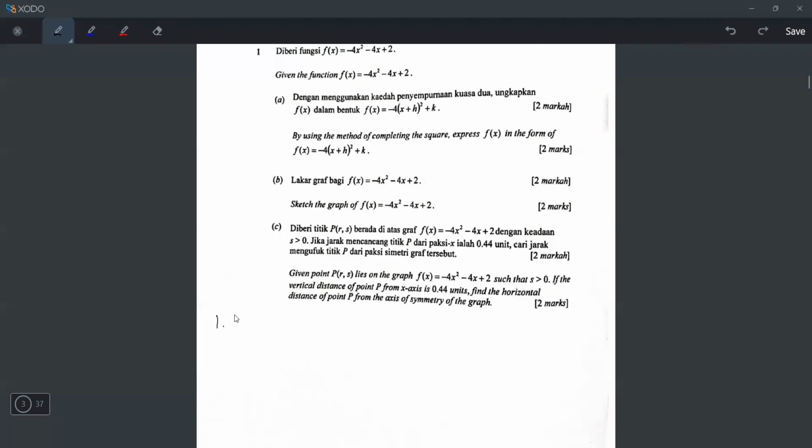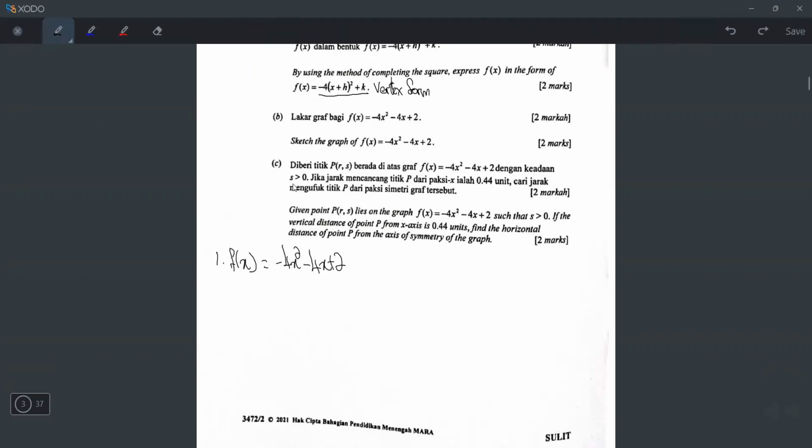All right, number 1. Given the function f(x) equals negative 4x squared minus 4x plus 2, by using the method of completing the square, express it in this form. This is called the vertex form. If you want to change the equation from general form to vertex form, you need to do completing the square. But before that, always make sure that the a must be positive 1. So you have to take out the negative 4, which means everything has to be divided by negative 4.